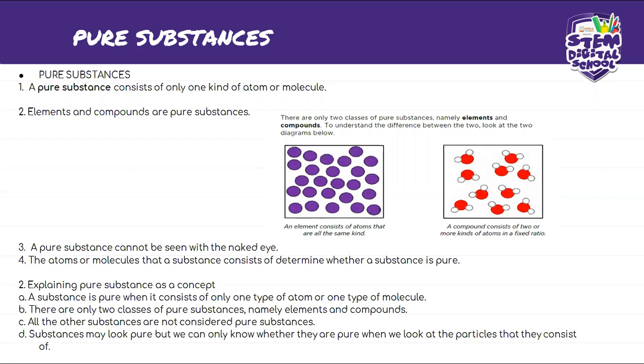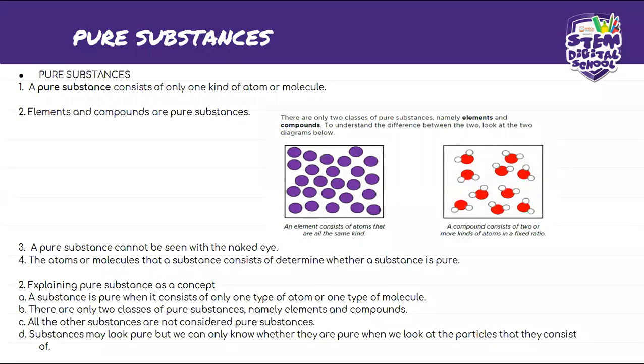Now let's go further. Explaining pure substance as a concept. A substance is pure when it consists of only one type of atom or one molecule. There are only two classes of pure substances, namely elements and compounds. All the other substances are not considered pure substances. Substances may look pure, but we can only know whether they are pure when we look at the particles that they consist of. All right, now let's look at these very nice diagrams here.